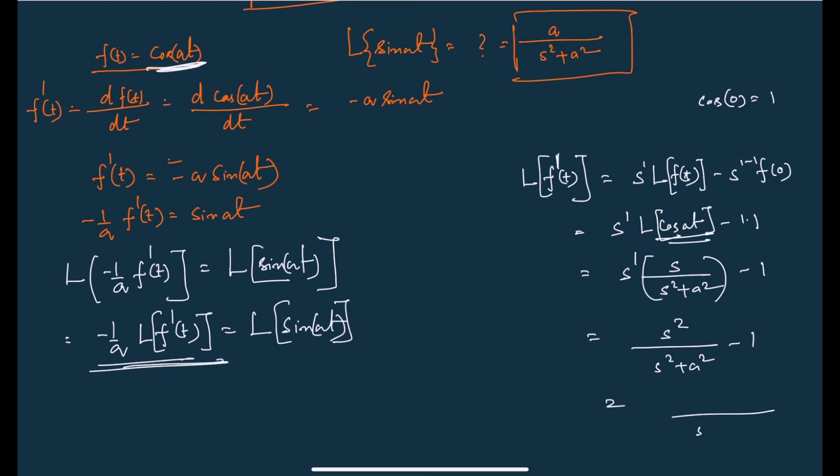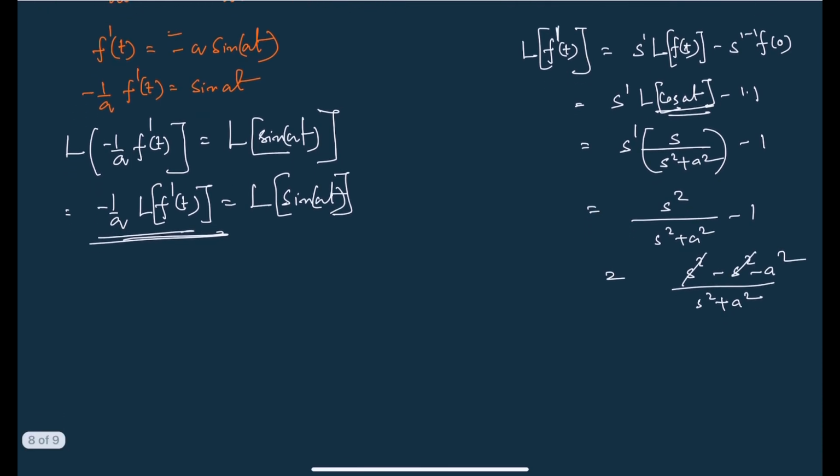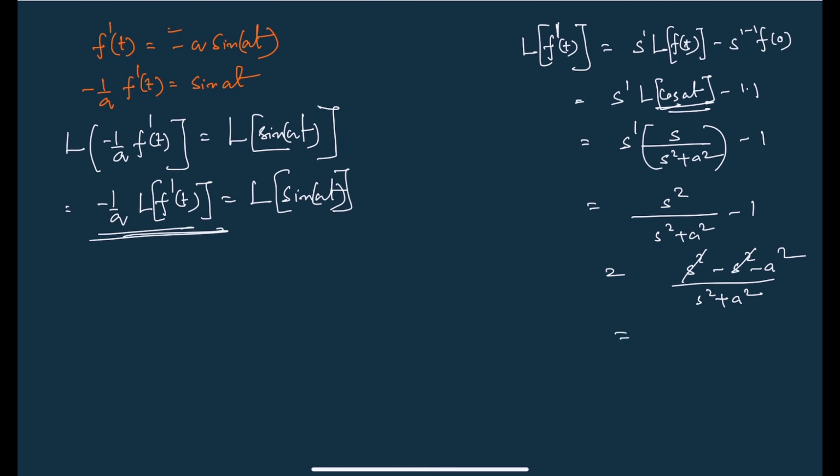So s square plus a square is the LCM: s square minus s square minus a square. So s square is going to be cancelled. Okay, the final answer is minus a square divided by s square plus a square.